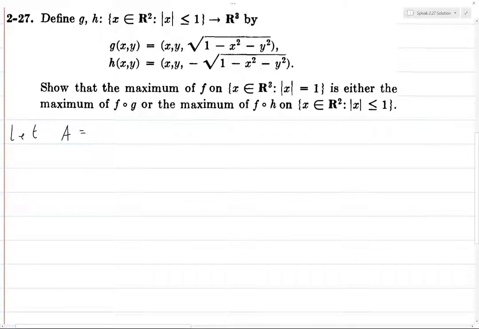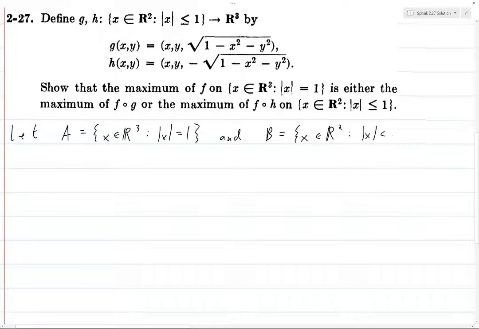just to give these things names, let A be the set of all points in R3 such that the norm of x is 1. And B is the set of all x in R2 such that the norm of x is less than or equal to 1.